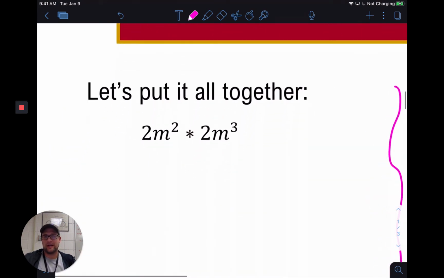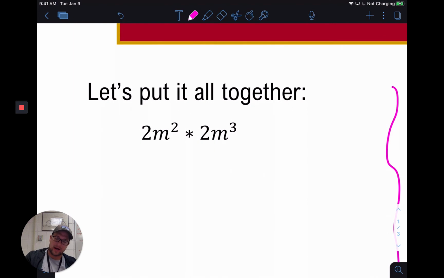So let's try to put it all together. When we see a problem, we see that we're multiplying right here, right? That's what that symbol means. So we can multiply our outside numbers, our coefficients, just like we normally would. 2 times 2 is going to give us 4.